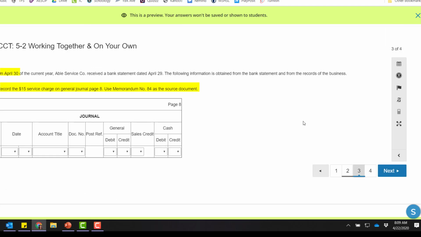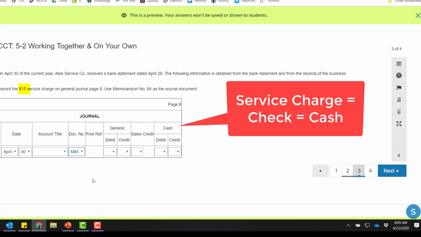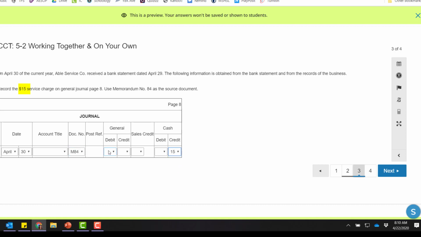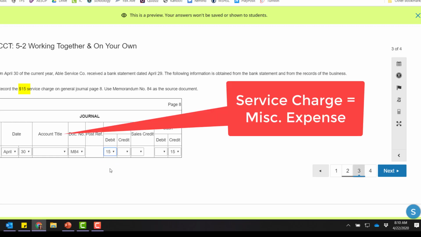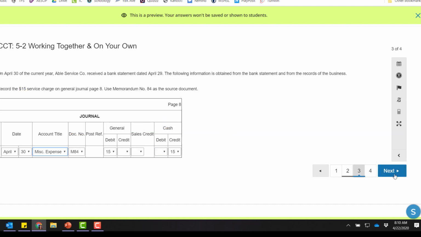And now I'm going to journalize that service charge. So the date is April 30th. And then it says that my service charge again was $15 and I'm using memorandum 84. So I can drop in memorandum 84. Remember, service charges is like paying with a check, which is like paying with cash. So if I pay cash, that's decreasing, and that's going to be a credit of $15. If I have a credit, I need to have a debit. And the account that we'll use for any sort of service charge or bank charge will be miscellaneous expense. So that takes care of journalizing my service charge.